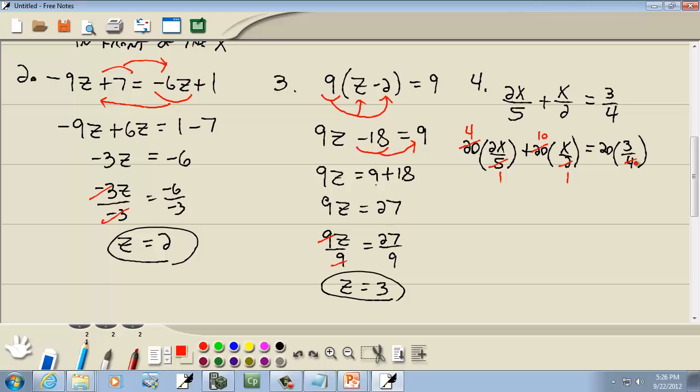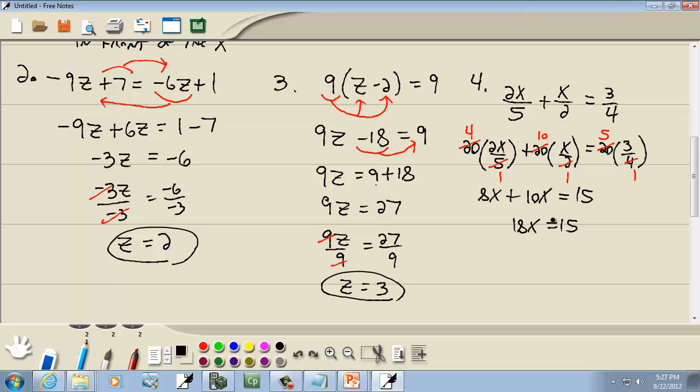4 and 20 both divisible by 4. 4 divided by 4 is 1. 20 divided by 4 is 5. If after you've done that simplifying, all of your denominators are 1s, that means you picked the right LCM, or at least a common multiple. Well, 4 times 2 gives us 8x, plus 10 times x is 10x, equals 5 times 3 is 15. Our note up at top, at any step combine together like terms. 8x plus 10x gives us 18x.